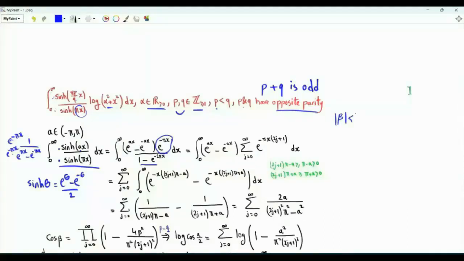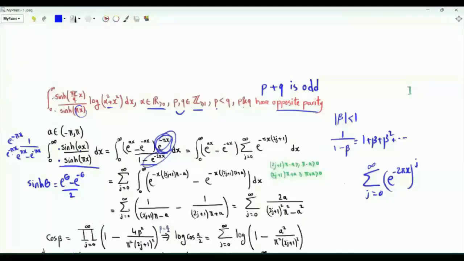If we have beta with a magnitude that is less than 1, 1 over 1 minus beta is 1 plus beta plus beta squared, and so on. We can apply this to 1 over 1 minus e to the minus 2 pi x and write this part as summation j from 0 to infinity, e to the minus pi x to the power 2j. Then we have this e to the minus pi x. Together we get a summation j from 0 to infinity, e to the minus pi x, and then we have 2j plus 1. We can multiply this exponential by these two terms. We get these two exponentials.